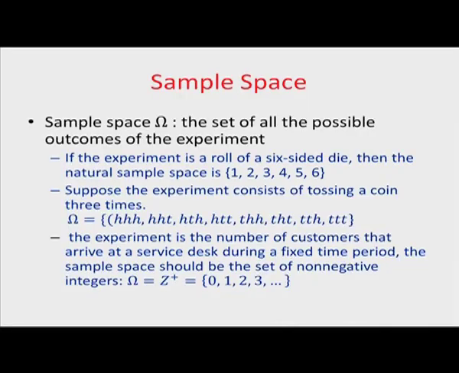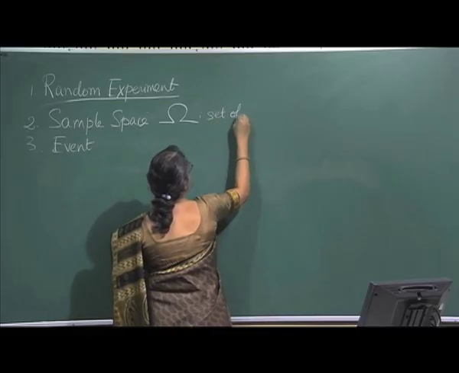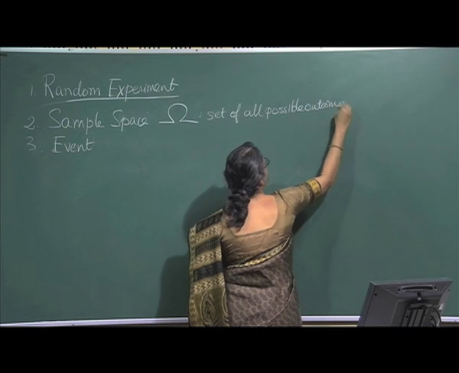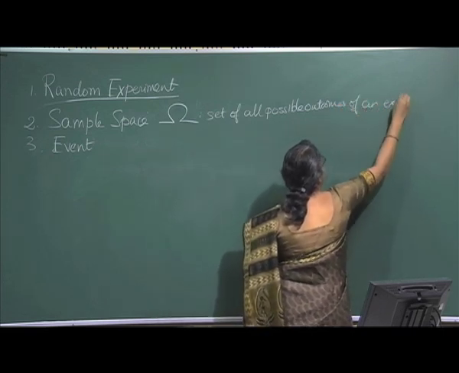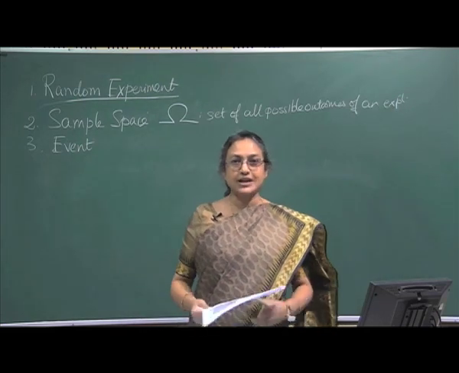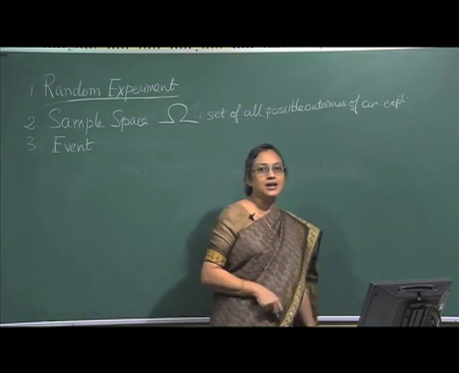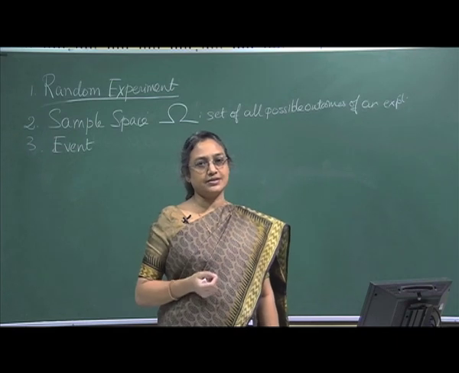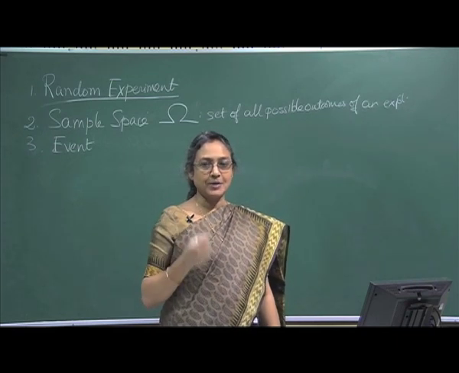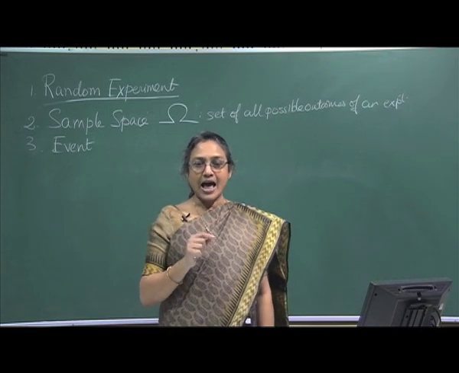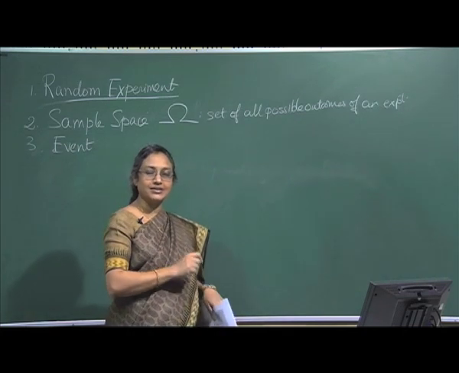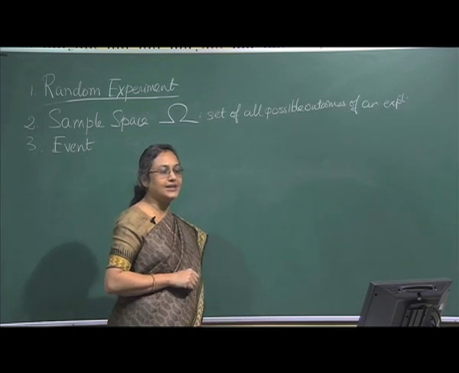So, more formally, we can say a sample space omega is the set of all possible outcomes of an experiment, and an event is a subset of the sample space. Suppose your experiment is to roll a die. What are the possible outcomes? 1, 2, 3, 4, 5, 6. Suppose your experiment is rolling 2 dice and taking the sum of the values on each die. The possible outcomes can be 2, 3, 4, 5, 6, 7, 8, 9, 10, 11, 12.